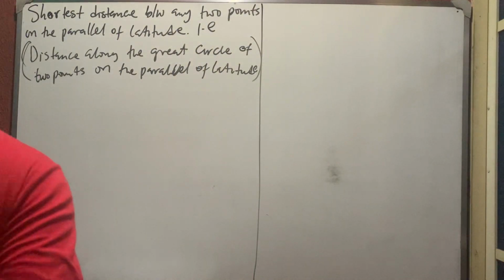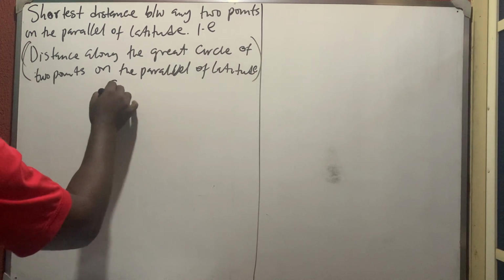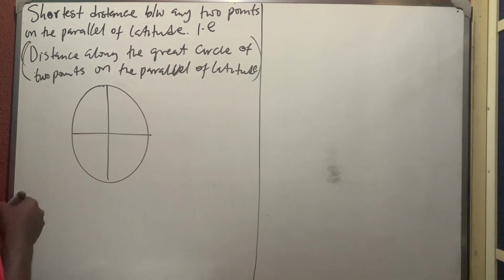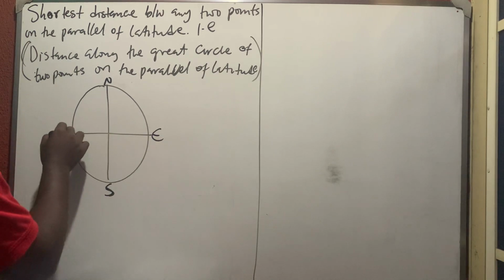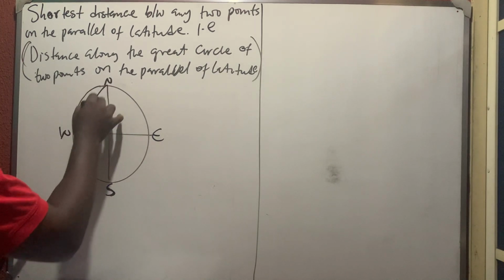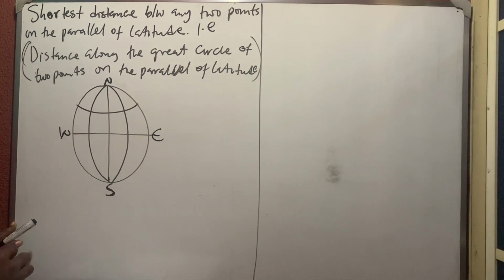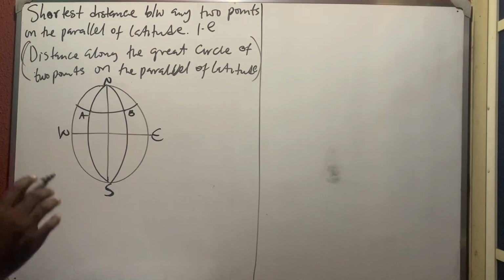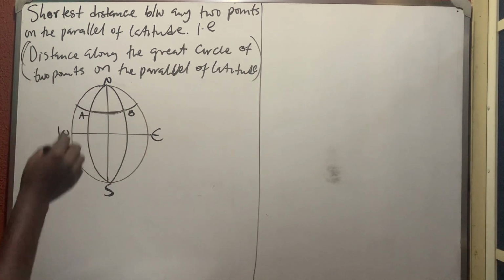In today's video, which is the last video on longitude and latitude, we'll be talking about the shortest distance between any two points on the parallel line of latitude. Now, you know that if you have this, and I have my cardinal points, this is my north, south, east, and west, for instance. Maybe I have something like this, and something like this, and then one like this. Let me call this point A, point B. Normally, we're supposed to find the distance between point A and B on the parallel line of latitude, or small circle. I hope you are seeing that.